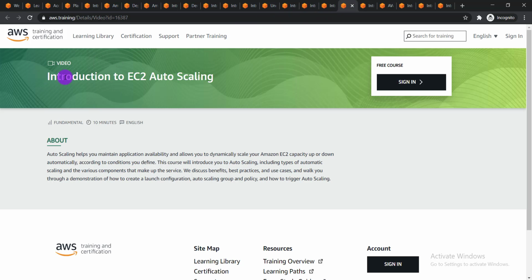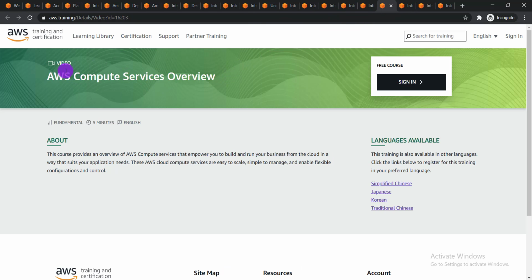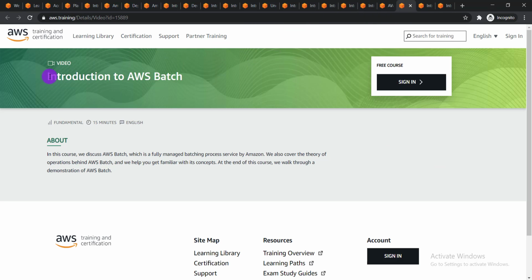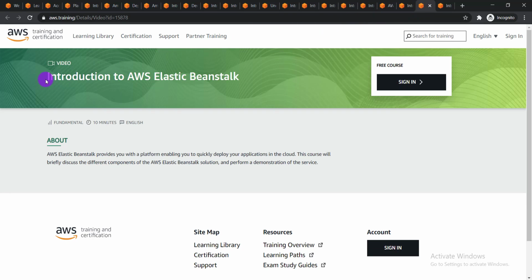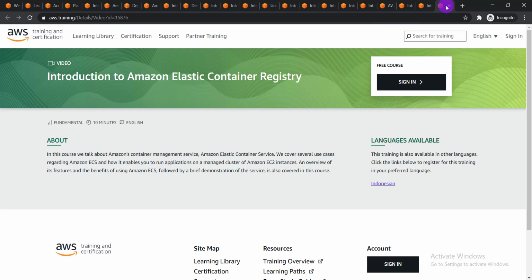Next one is Introduction to EC2 Auto Scaling. Next one is here AWS Compute Service Overview. Next is Introduction to AWS Batch. The other one is Introduction to AWS Elastic Beanstalk. And the last course is here, Introduction to Amazon Elastic Container Registry. So these are free certification courses.